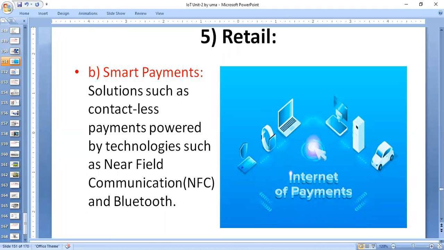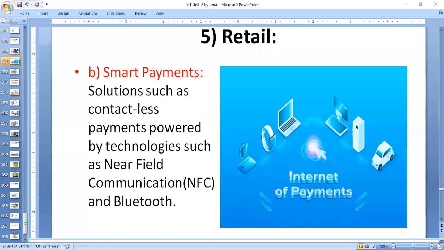The next important one is smart payment. Smart payments means everywhere you identify PhonePe, Google Pay, and Paytm. These are all smart payments. For smart payment, you have different solutions, such as contactless payment. What technologies are used? Near field communication and Bluetooth technology.